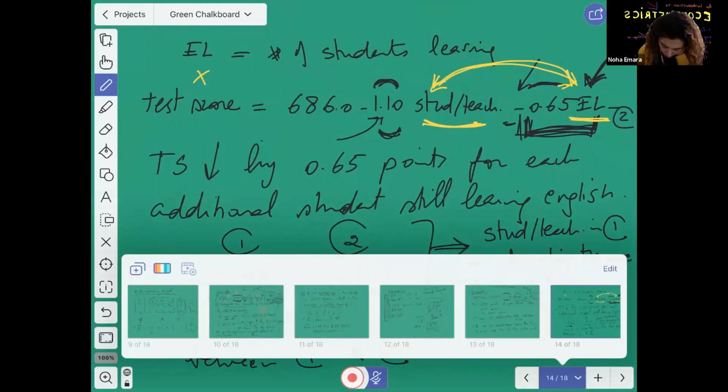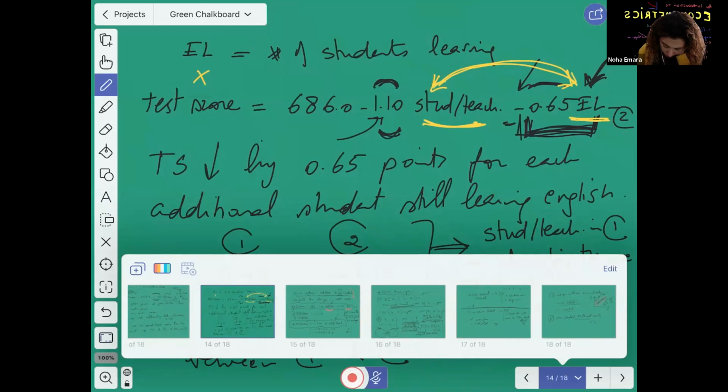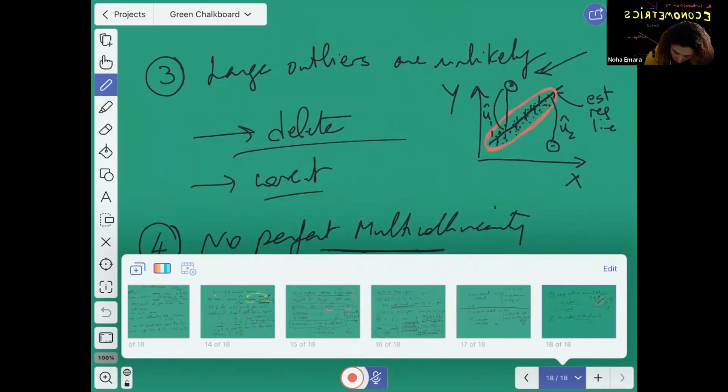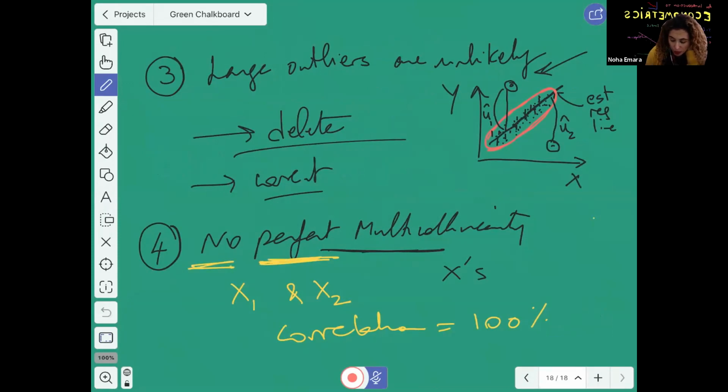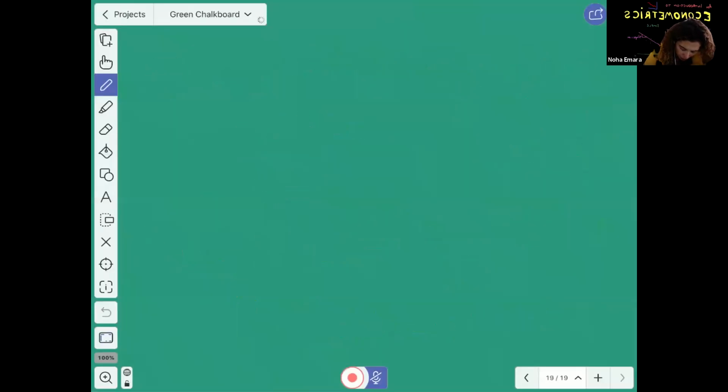A perfect collinearity is related to x1, for example, and x2, whose correlation equals 100%. If this happens, we call it perfect, and the assumption is that I don't have this. No perfect multicollinearity. Perfect multicollinearity like this case happens if I repeat a variable twice. We just assume that we don't make this mistake.